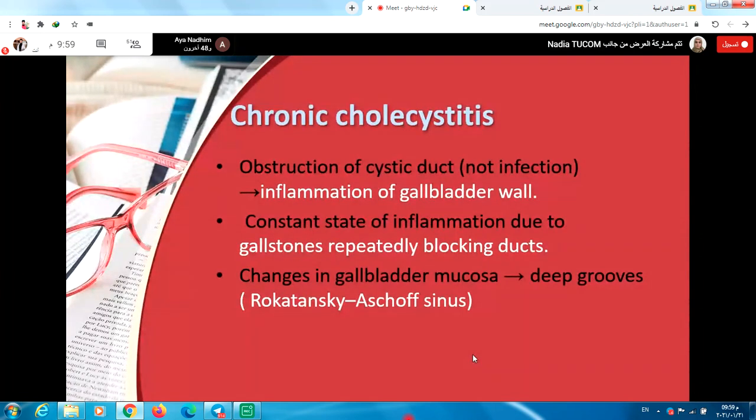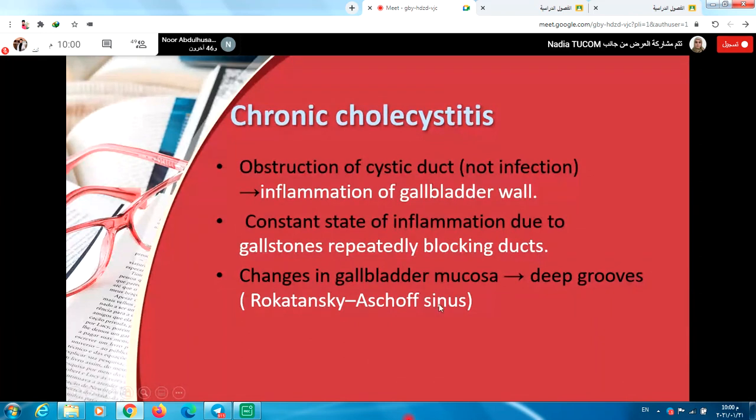Chronic cholecystitis is related to obstruction or incomplete obstruction of the cystic duct without infection, and sometimes results in inflammation of the wall. It is a constant or steady state of inflammation, or long-standing attacks of inflammation, due to gallstones repeatedly blocking the ducts.